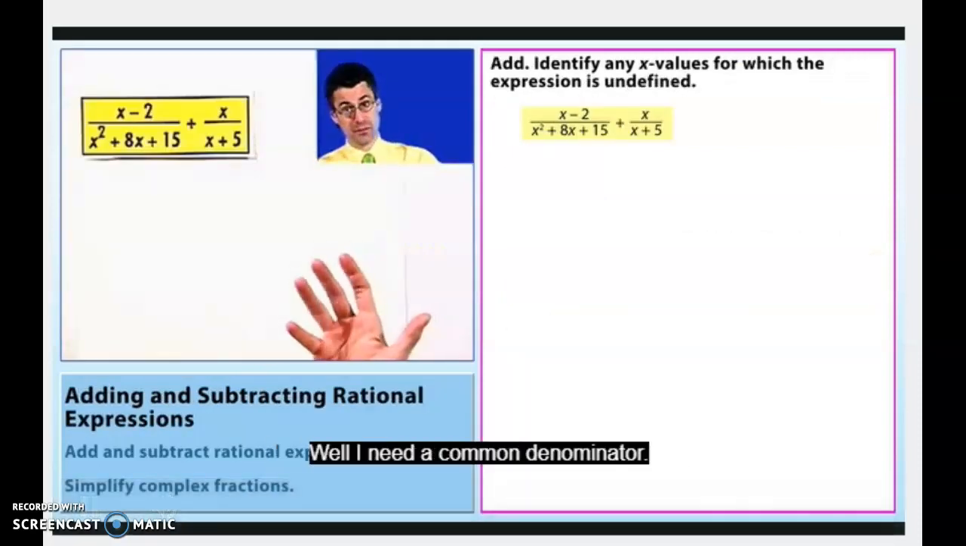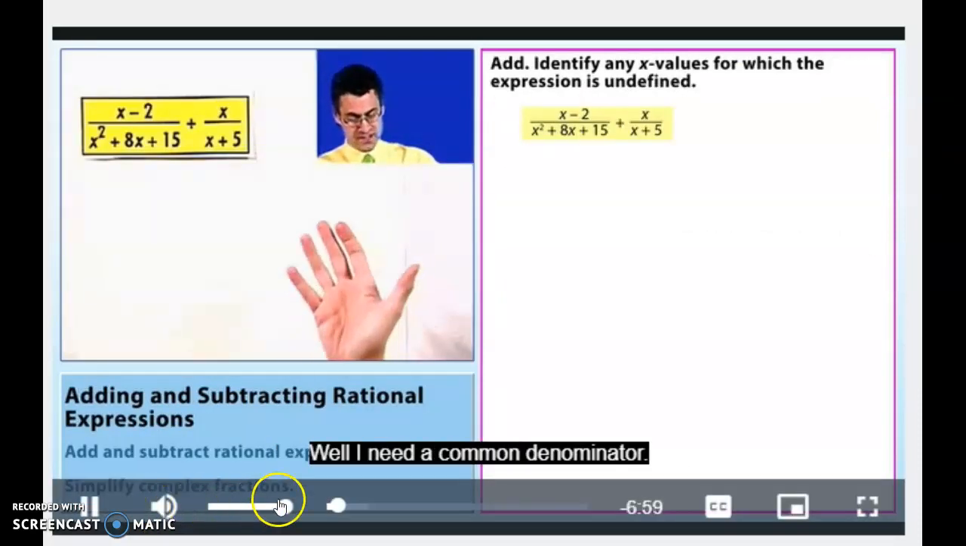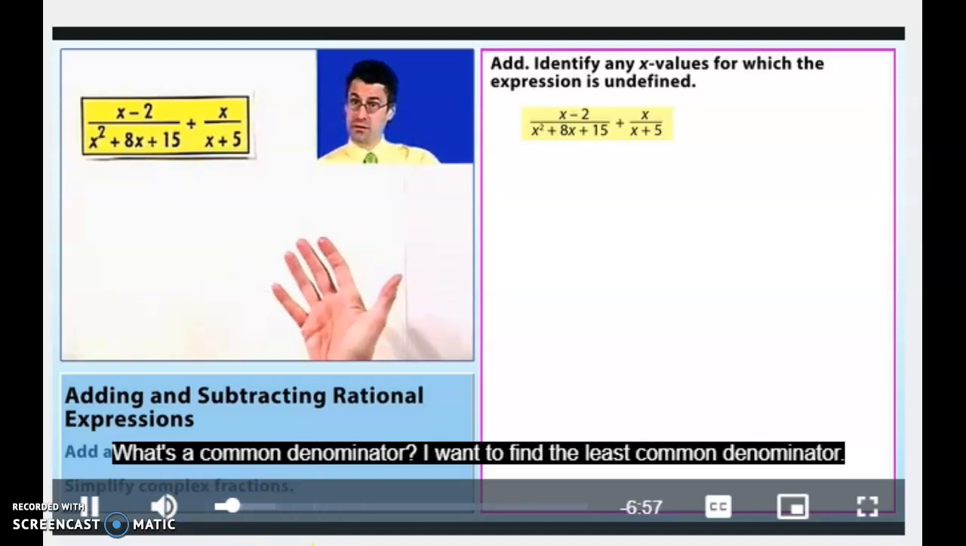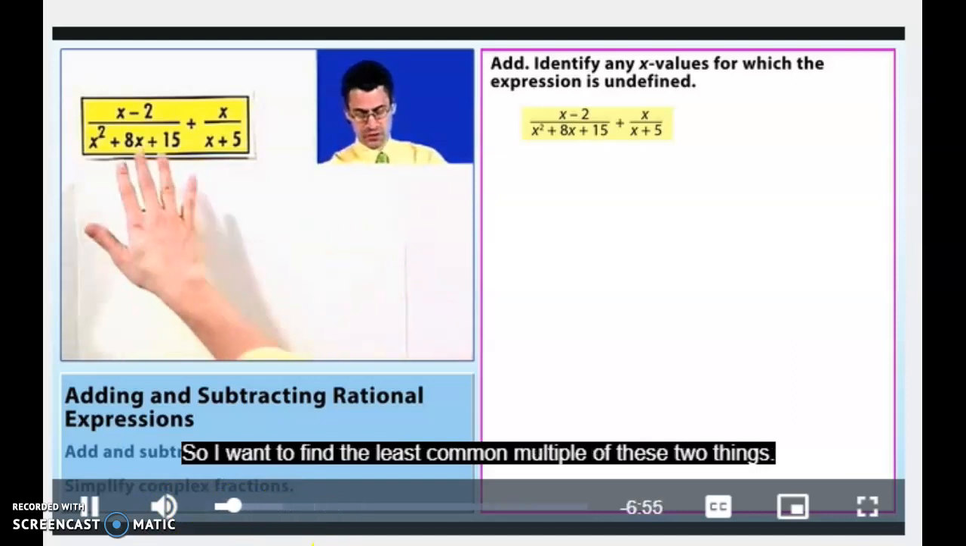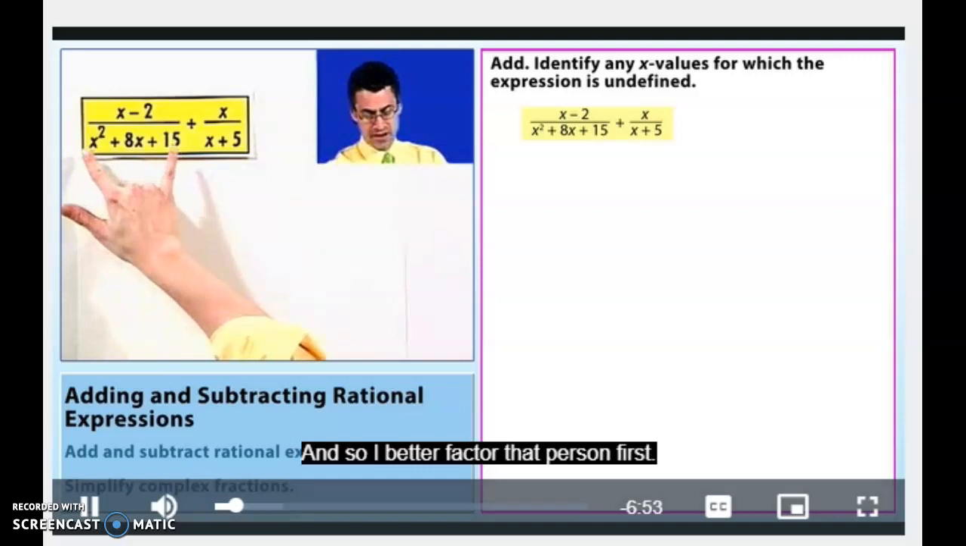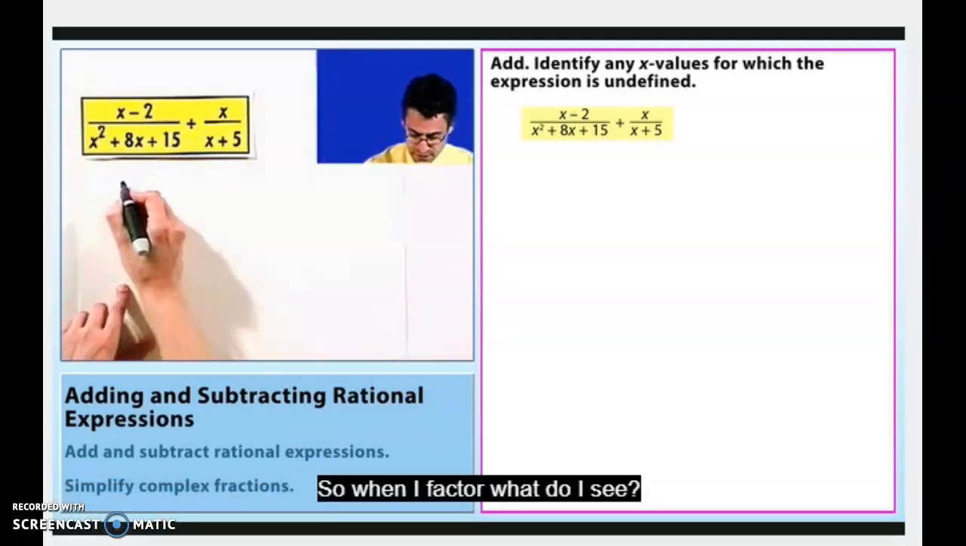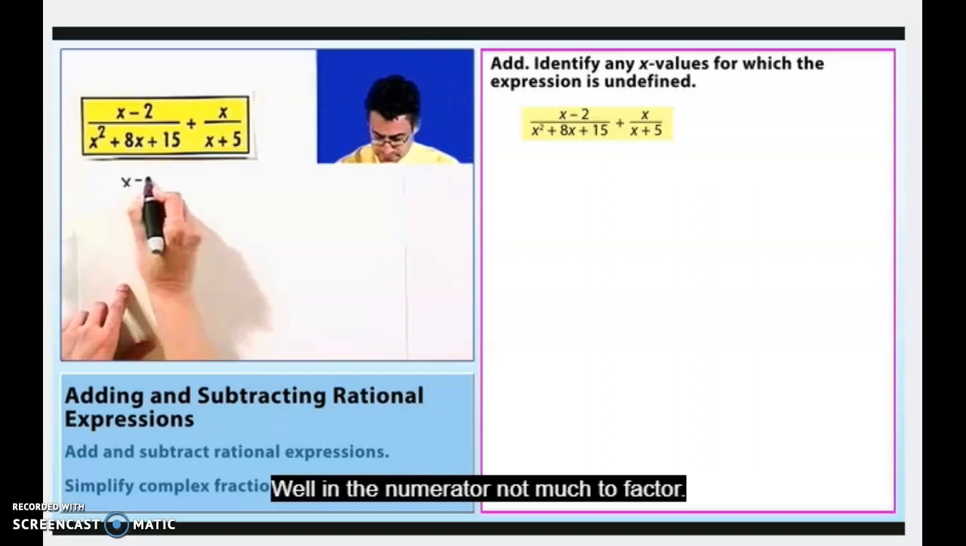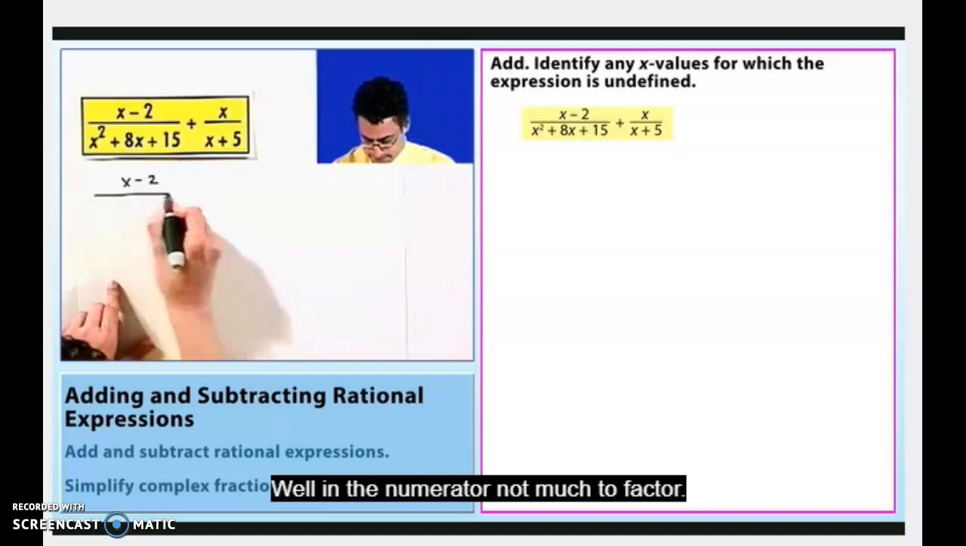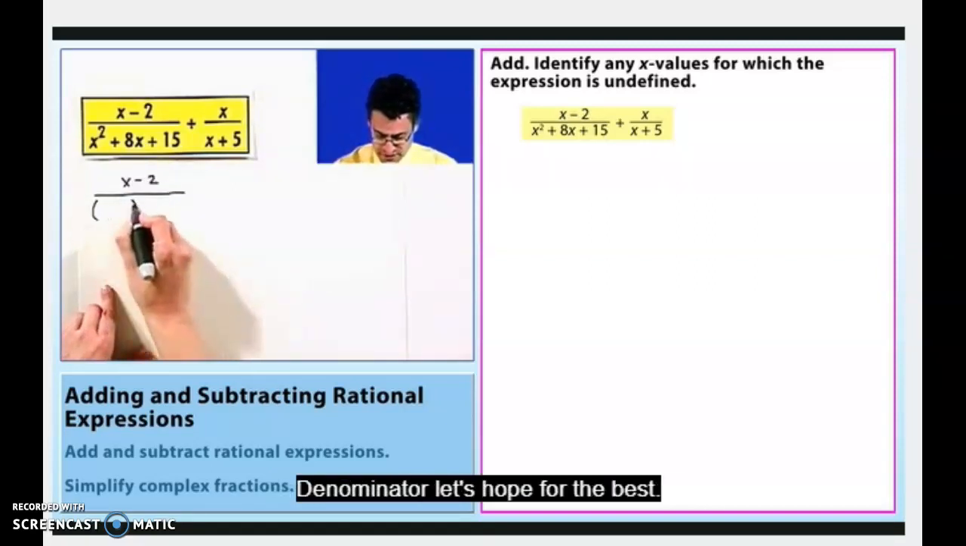Well, I need a common denominator. What's the common denominator? I want to find the least common denominator. So I want to find the least common multiple of these two things. And so I better factor that person first. So I factor, what do I see? Well, in the numerator, not much to factor. Denominator, let's hope for the best.